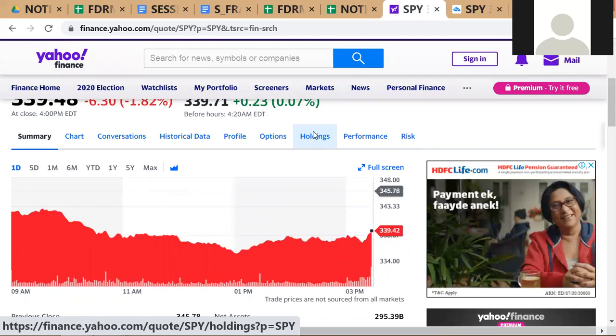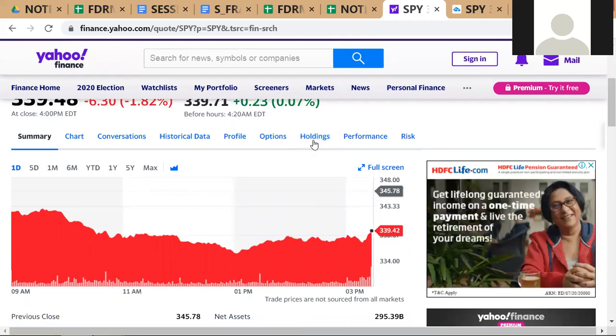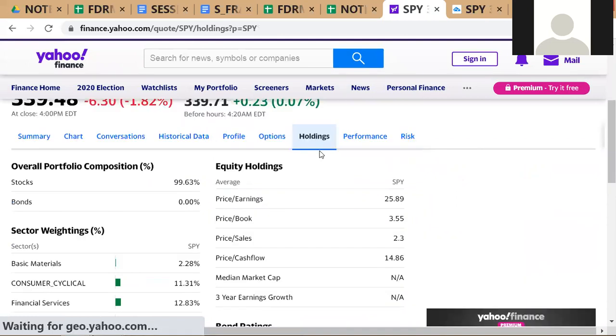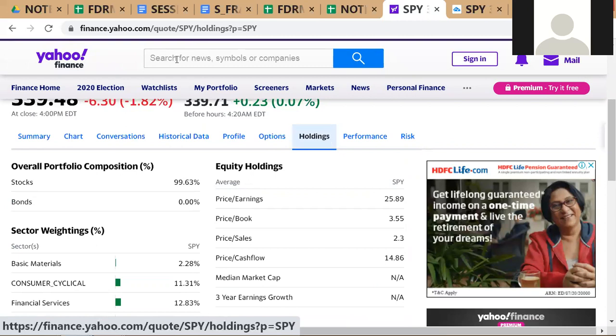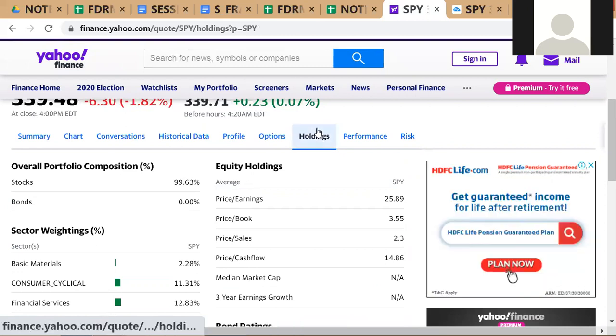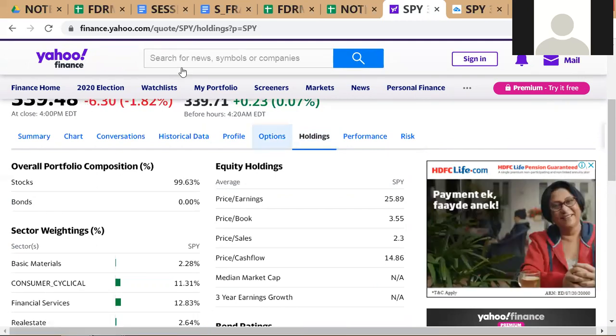If you check the holdings, you will not see this holdings option when you're checking a particular stock. If you put Microsoft, you will not see an option for holdings. If you put Apple, Alibaba, you will not see an option for holdings because those are individual stocks. There's no question of them having holdings. But if you go for any ETF ticker, you will see there's an option of holdings.